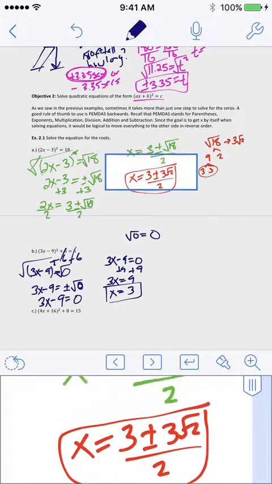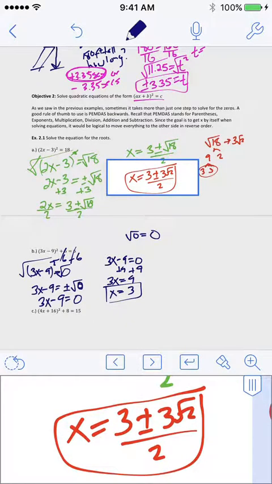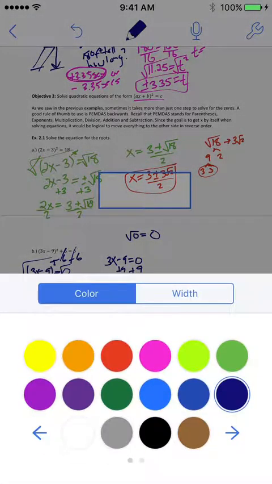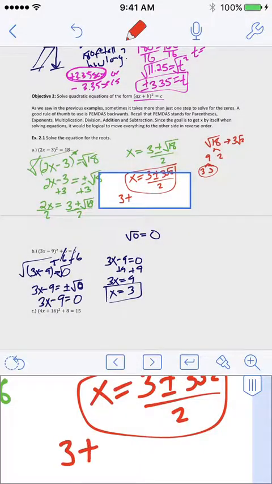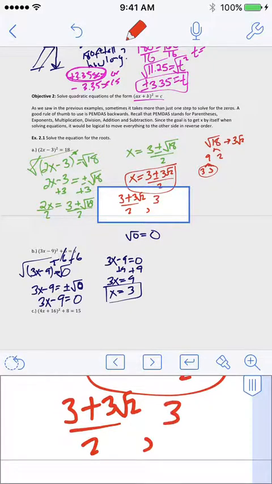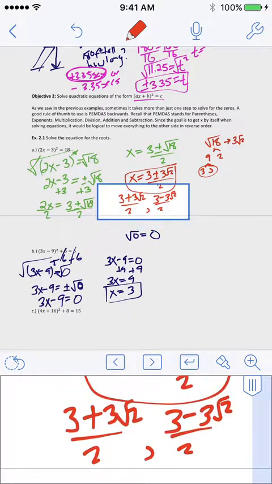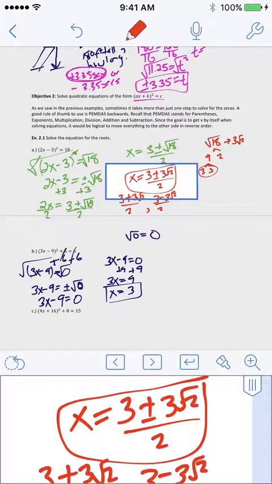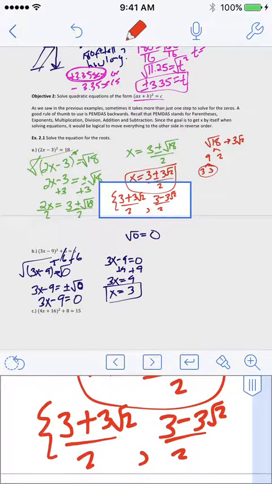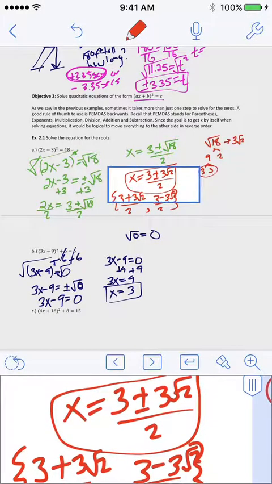Cool. Now you may be thinking, Miss K, there's one answer up here, x equals. No, technically there's two answers up here, right? Technically, this last problem had 3 plus 3 root 2 over 2, and 3 minus 3 root 2 over 2. If you're going to forget that those are two separate things, you may not want to write it this way. You may want to write it like this. You can even put curly brackets around it to remind yourself it's both, okay? So this one actually had two answers.